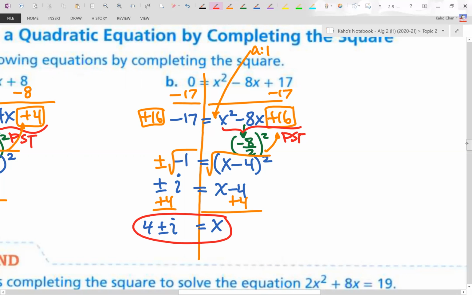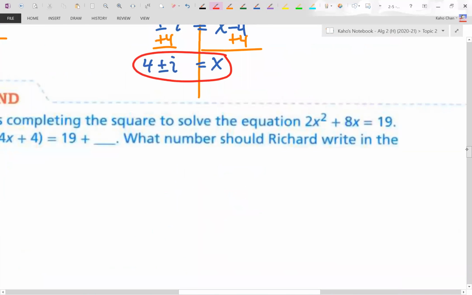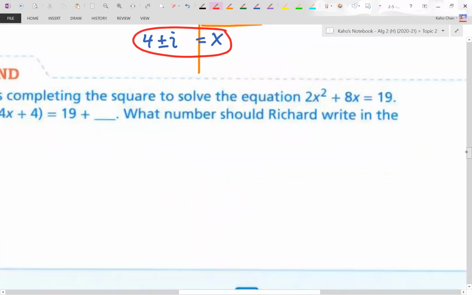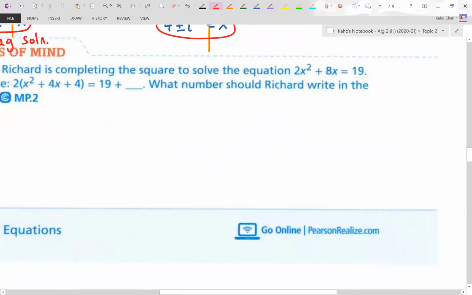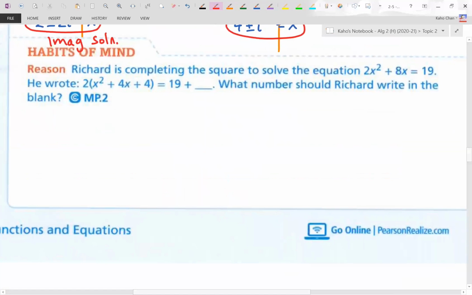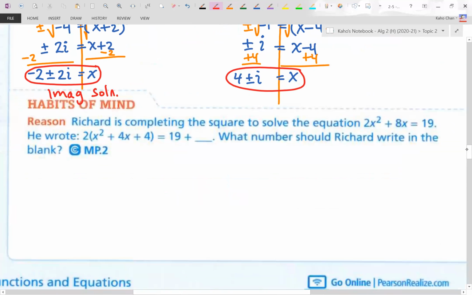All right. Any questions about 3b? Let's move on to 4. I'm sorry, the habits of mind at the bottom. Zoom out a little bit so I can read everything. Richard is completing the square to solve the equation 2x squared plus 8x equals 19. He wrote 2 parentheses x squared plus 4x plus 4 equals 19. What number should Richard write in the blank is the question.